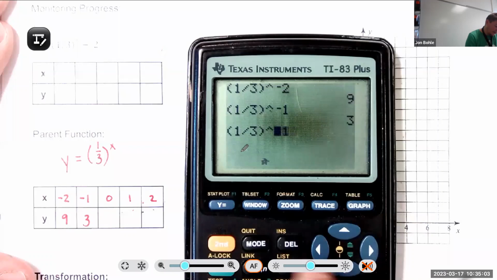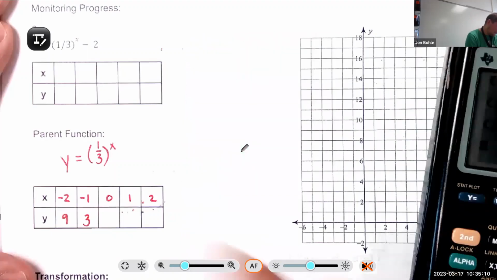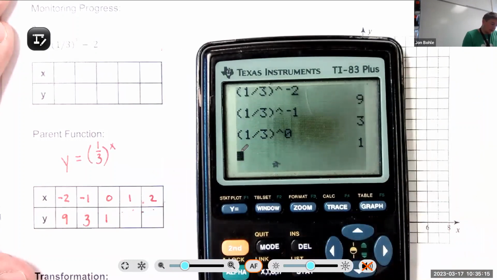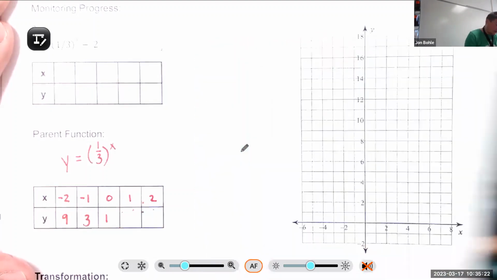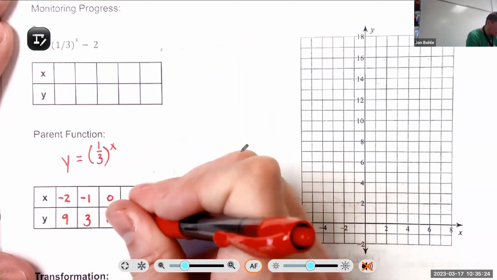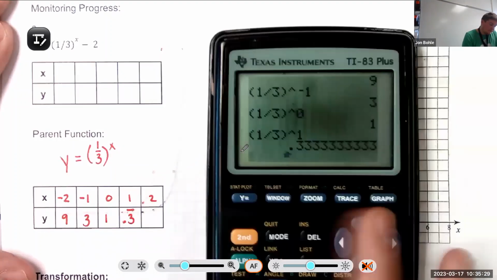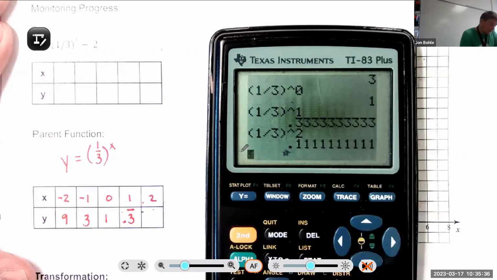Kind of the same thing. Instead of -1, now I'm going to do 0. I get 1. Okay, and then instead of 0, now I'm going to do 1. I think you guys hopefully remember: 0.3 repeated. Again, don't get overwhelmed if you have decimals. It's going to happen from time to time. And 0.1 repeated.